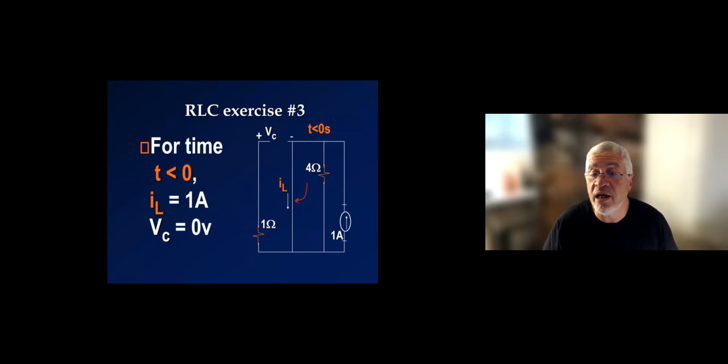So in this particular case here, I can clearly see that the inductor shorts the 4 ohms because it's in parallel with the 4 ohms. So that forces the current on the 4 ohm to be 0. So the 1 amp current is essentially looping into the wire of the inductor.